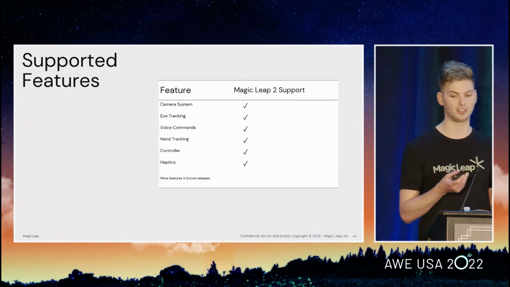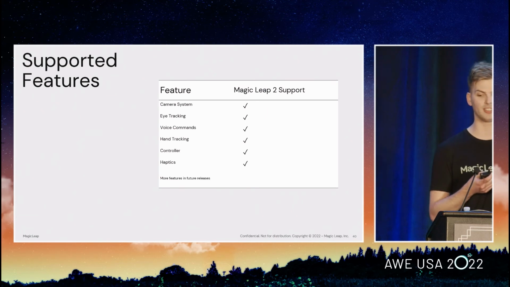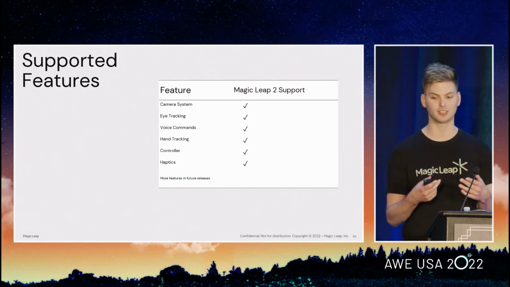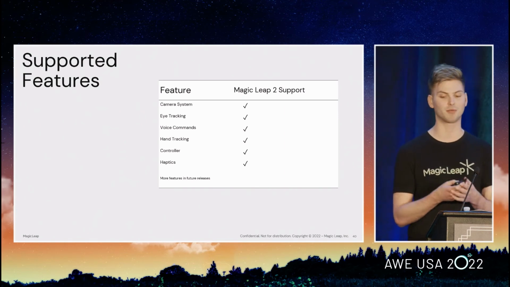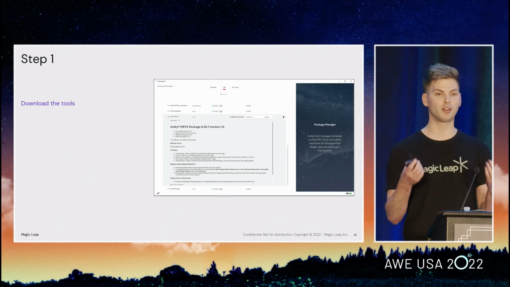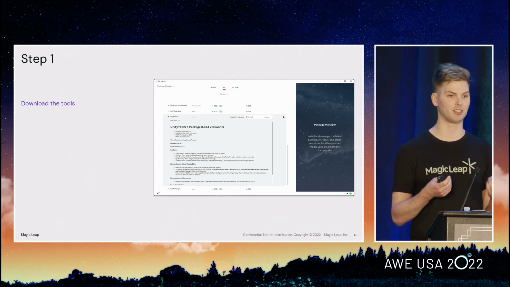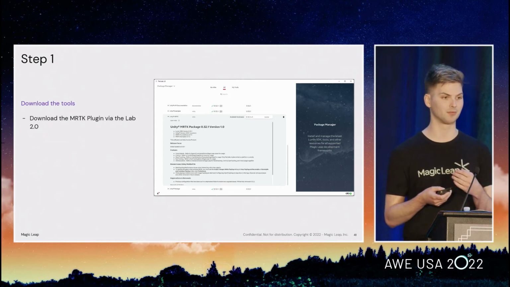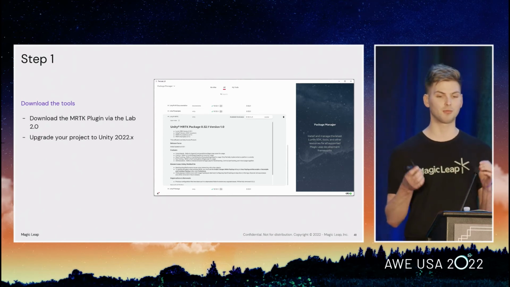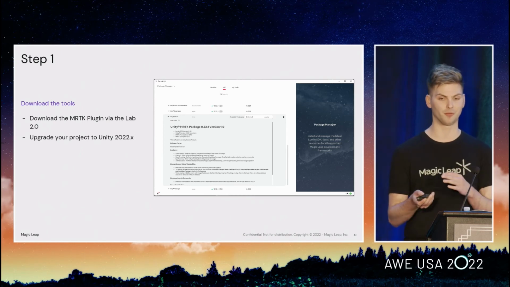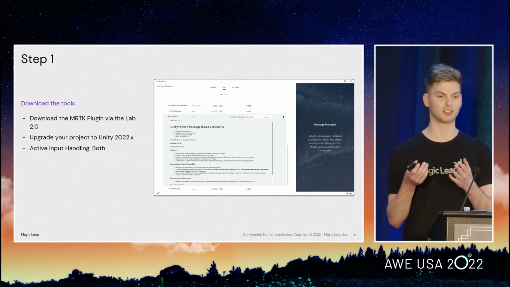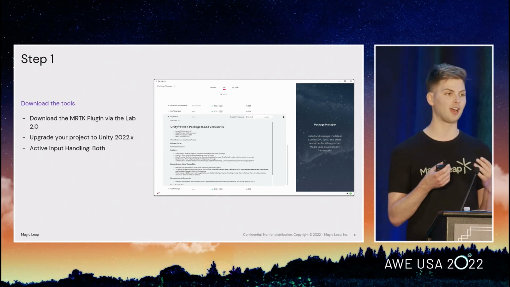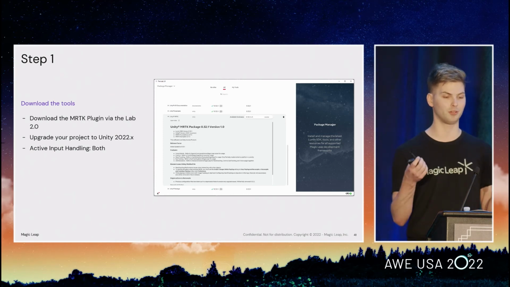Currently, these are the following features that the Magic Leap 2 supports on MRTK. Camera system, eye tracking, voice commands, hand tracking, controller haptics, and more features like plane finding and meshing are coming soon. If you want to start developing a Magic Leap 2 application using MRTK, you can start by downloading the tools, which can now be downloaded straight from the package manager. Afterwards, you should upgrade your project to 2022. And then, if you already have an existing MRTK application or project that you're porting into, you need to make sure that your application supports both the old and new input methods.